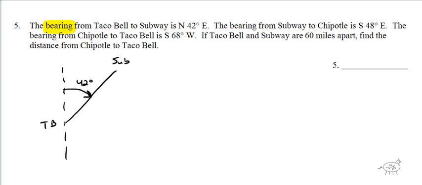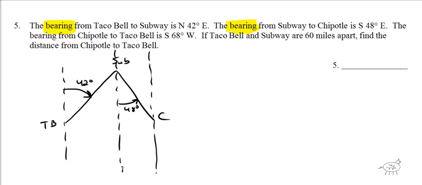Then it says the bearing from Subway to Chipotle. So let's draw another bearing line because I'm going crazy. The bearing line from Subway to Chipotle is south 48 east. So this is Chipotle right here, and then from Chipotle. Let me highlight this word again.